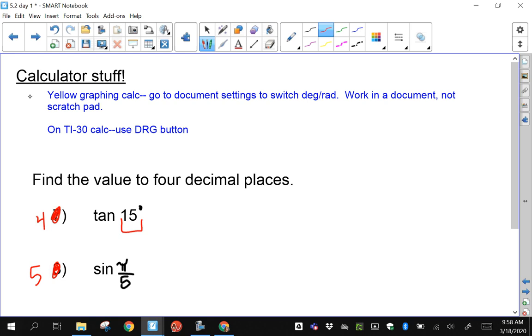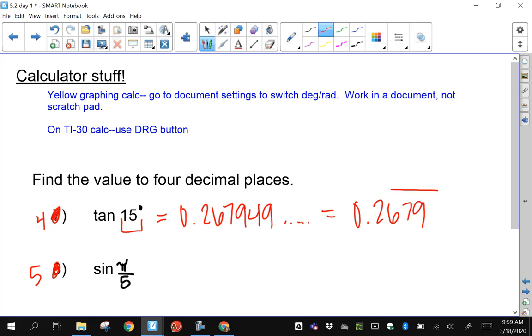You probably don't have a yellow graphing calculator at home, so you're probably either using your cell phone or maybe Desmos or one of those old school calculators, but either way, when I type in tangent of 15 degrees, I'm on my yellow graphing calculator here at home, so I just have to get in the right mode. Tangent of 15 degrees. And they want us to round to 4 decimal places. It has a value of 0.2679949, etc. So to 4 decimal places, I would round to 0.2679 and call it good.